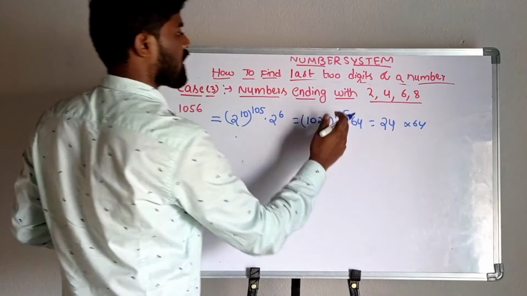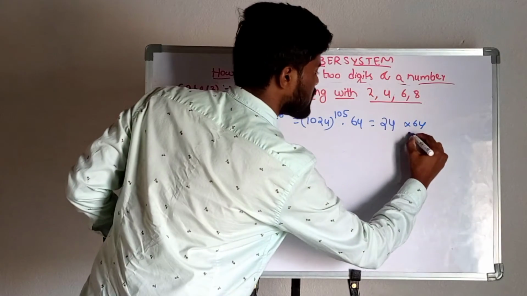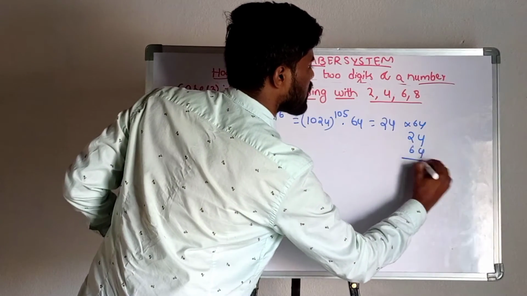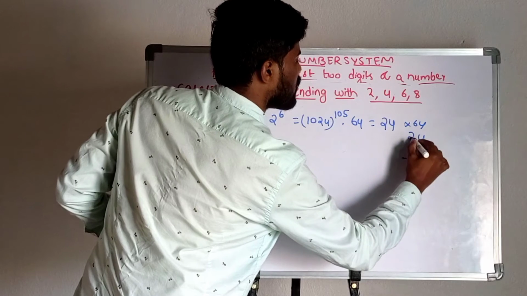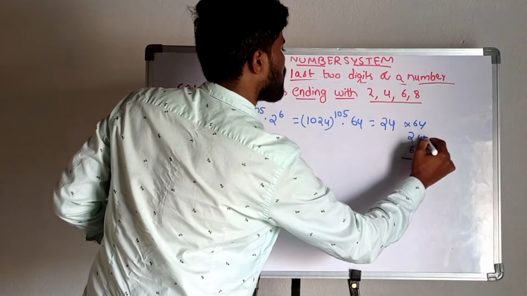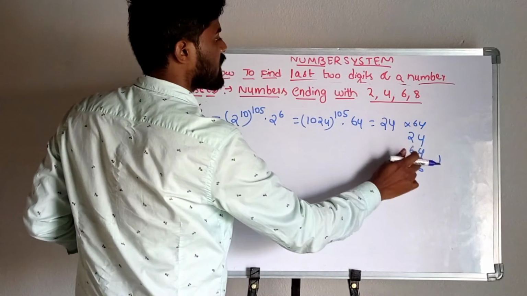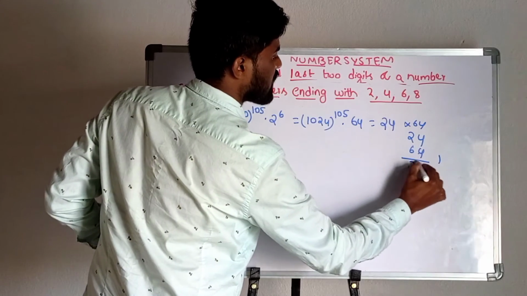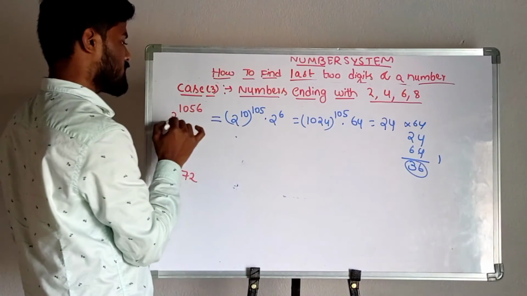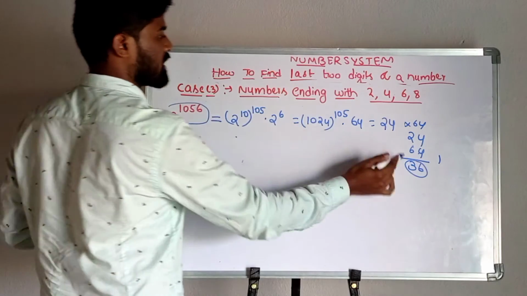Now we will use the cross multiplication system to find the last two digits. 24, 64. 4 into 4, 16. 2 into 4, 8, plus 6 into 4, 24. That is 32 plus 1, 33. Write 3 here. That means the last two digits of this number is 36.